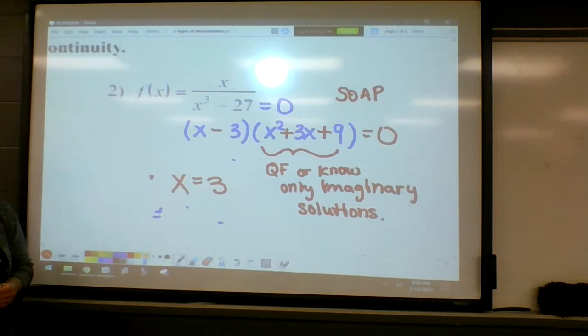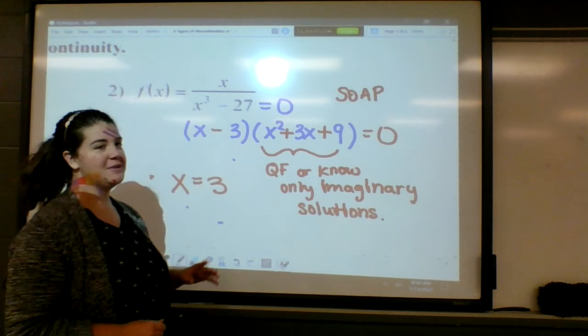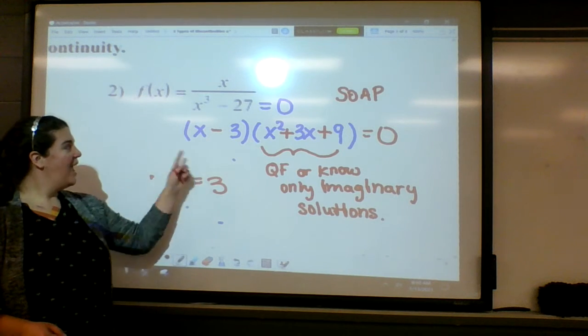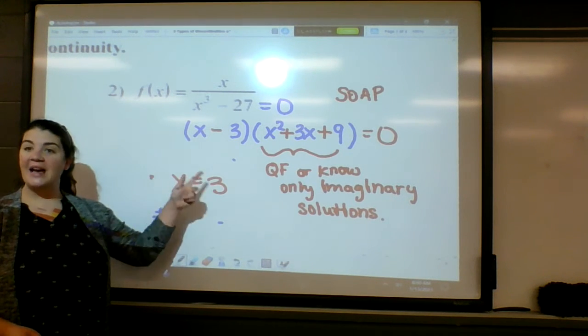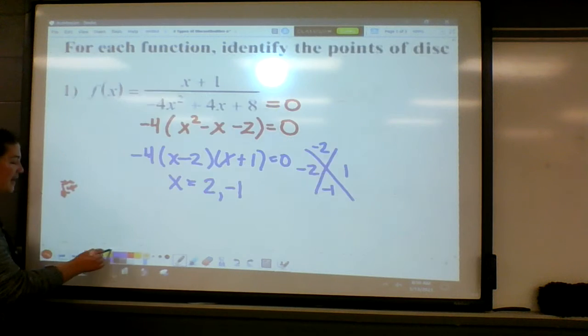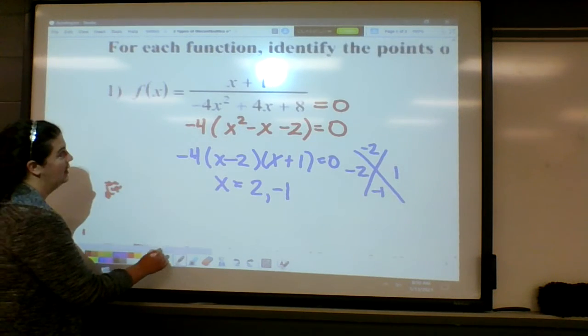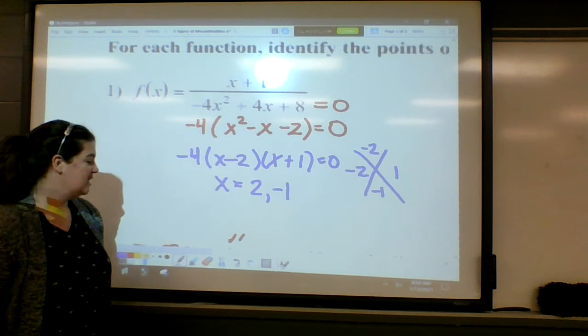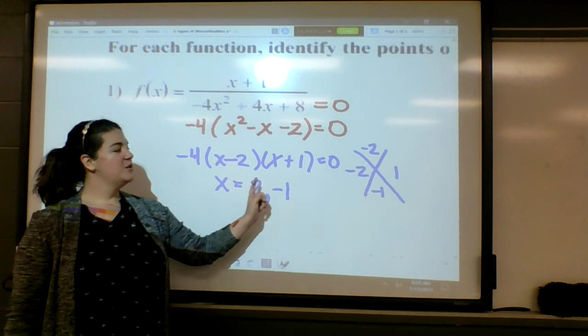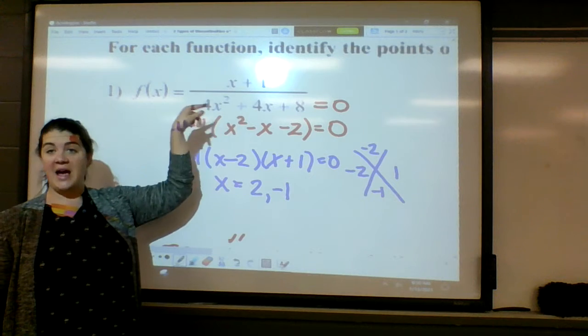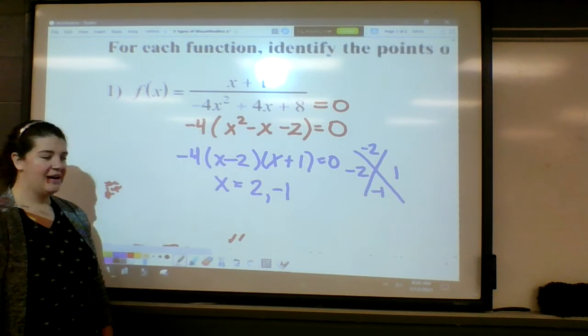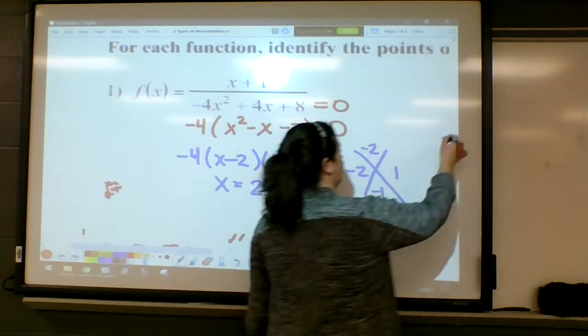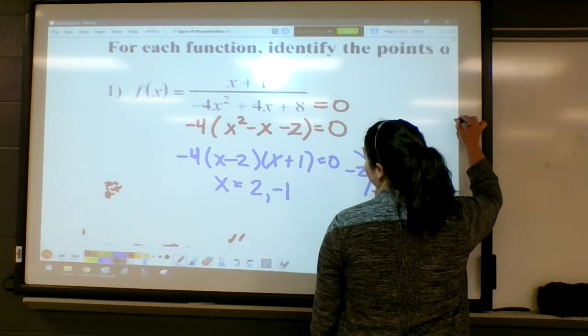All right, so today we're going to talk about what types of these discontinuities are. So x equals 3 is a certain kind of discontinuity. If you go back to the last one, -2 and -1 are certain kinds of discontinuities. And so depending on what's going on in the numerator will impact the kind of discontinuity that we have, okay? So we're going to talk about exactly what's happening.